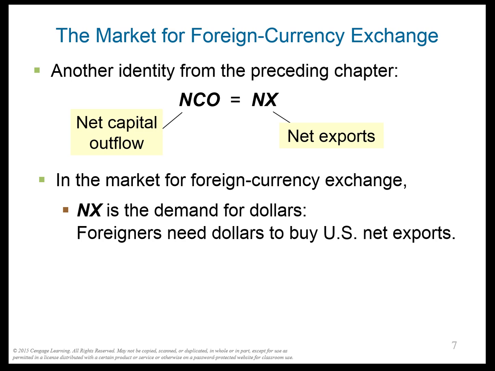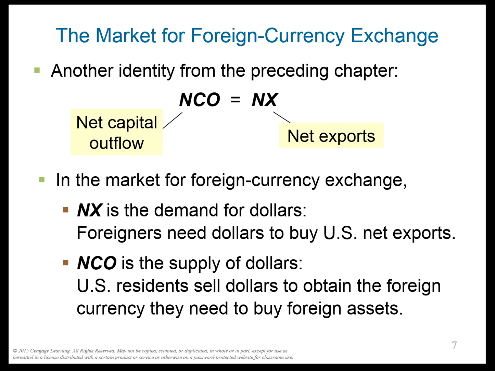Because foreigners need dollars to buy U.S. net exports, and NCO is the supply of dollars. In other words, U.S. residents sell the dollars to obtain the foreign currency they need to buy foreign assets, right? Whenever I move money outside of the United States.